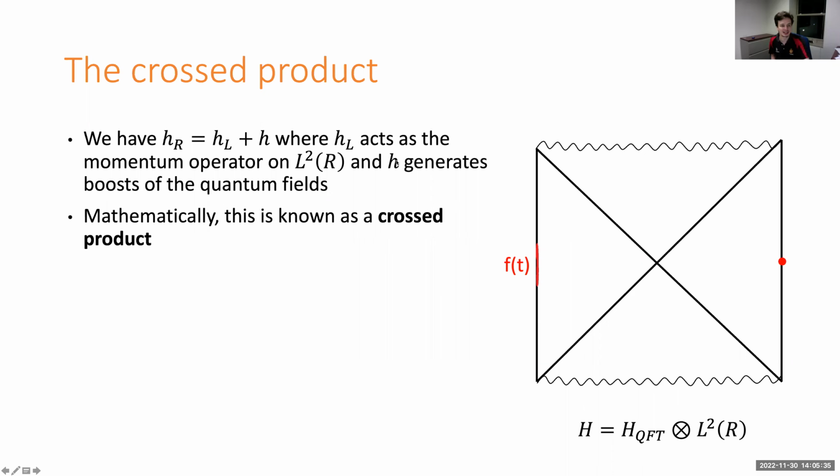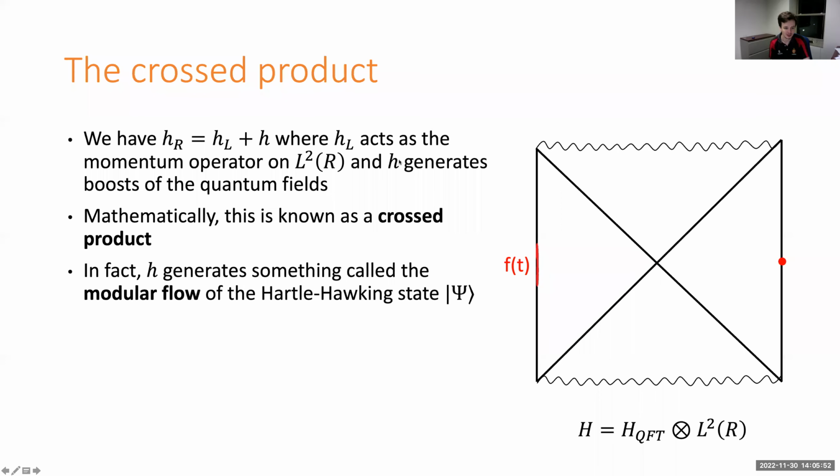It turns out that adding an operator like little hr to your algebra is something that shows up in the mathematics literature. It's something called a cross product. Formally, it's the cross product of the QFT algebra by the group generated by this boost generator. In fact, this boost generator generates a particularly interesting mathematical construction called a modular flow. Technically, it's the modular flow for the Hartle-Hawking state, basically the two-sided vacuum for this black hole. Don't worry about what a modular flow means if you're not familiar with it. If you are, it's probably an obvious comment.